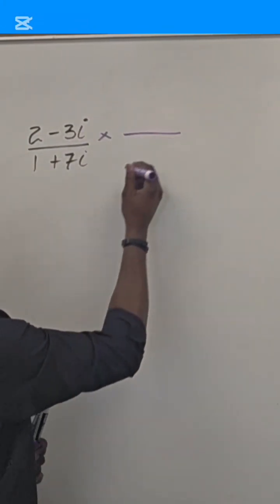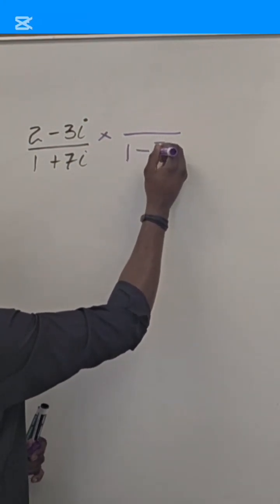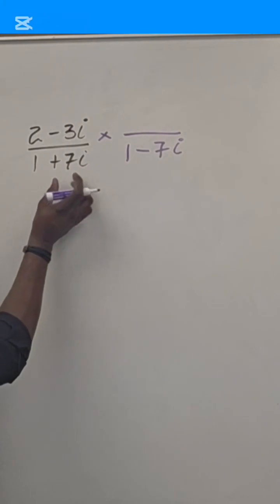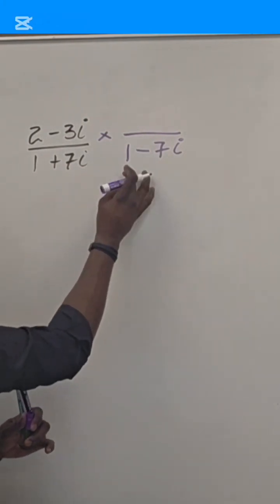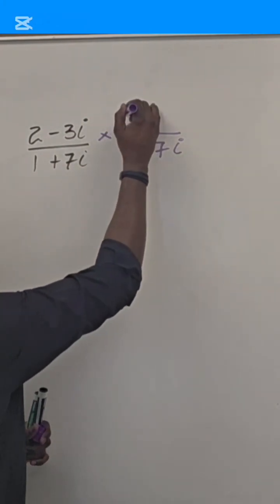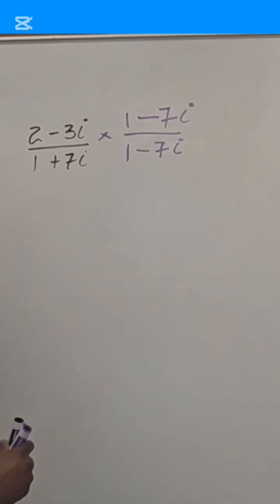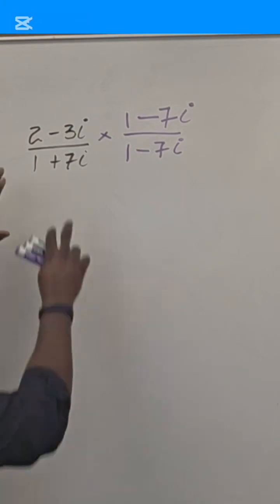What do I mean? It's going to be 1 minus 7i. So if we have 1 plus 7i, the conjugate will be 1 minus 7i. We're going to use it to multiply by the numerator as well. So basically, now we're going to expand these out.